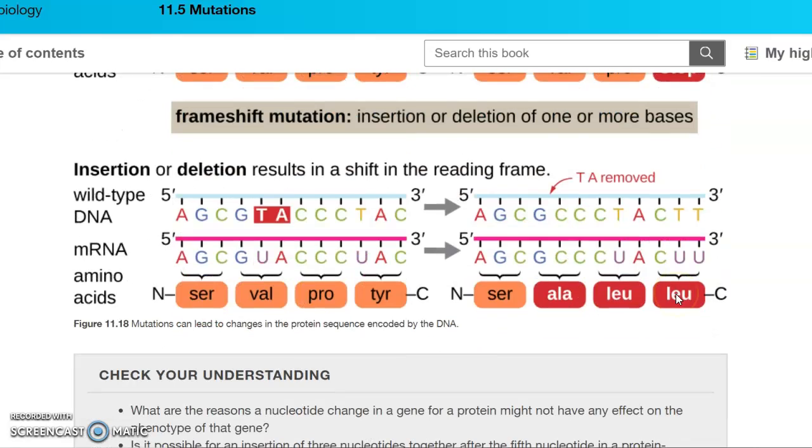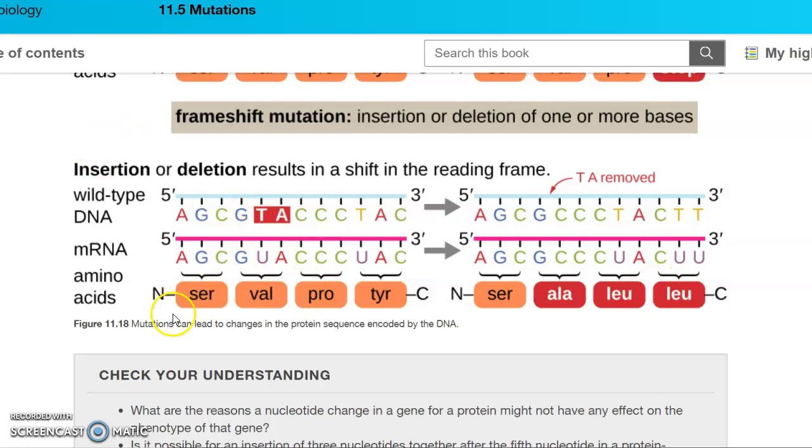In a frame shift mutation, it affects the reading because now we're going to insert or we're going to delete, and the reading frame is shifted. And so past the point of the insertion or deletion, we could potentially get a change in all of the rest of the amino acids.